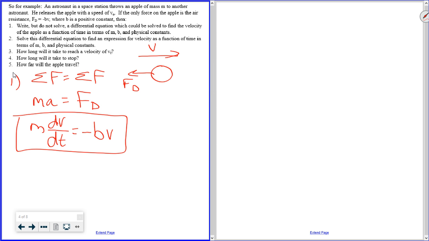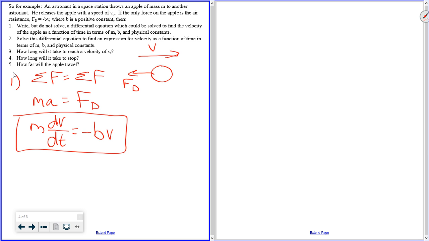And this is usually how it will be set up: question 2 will be, now solve the equation. I'm trying to break it up into steps to kind of guide you through the problem. Okay? So most of you have never solved one of these. The process is always the same. All right, what you're going to do is get all of your v's and dv's on one side and everything else on the other side.